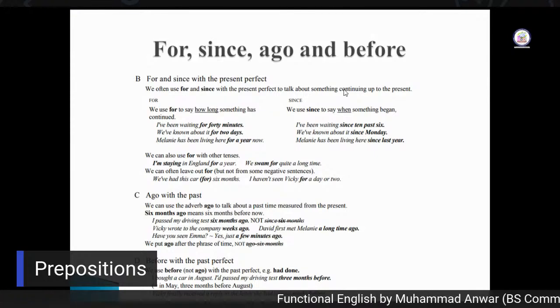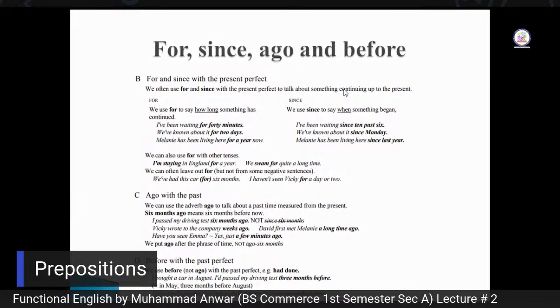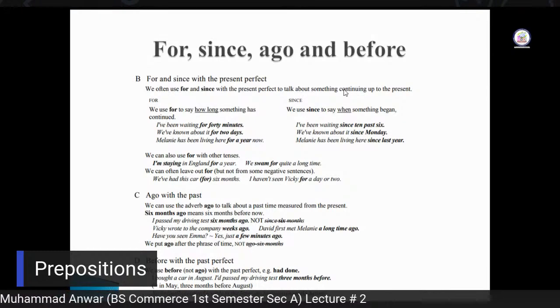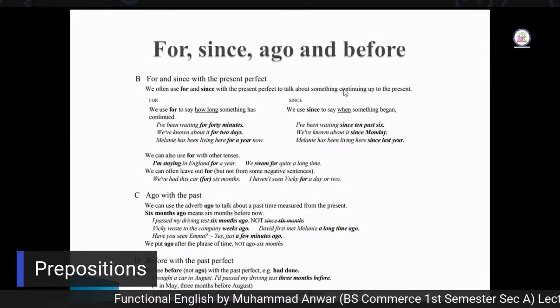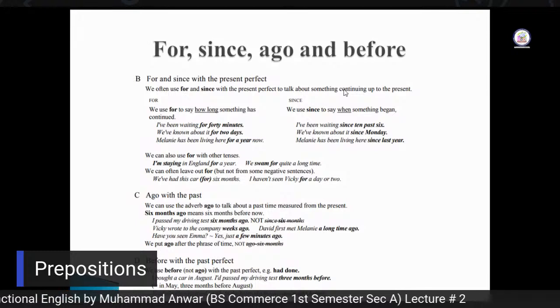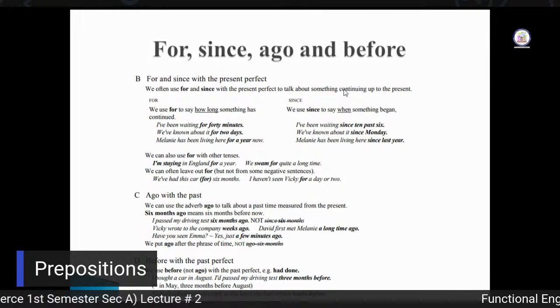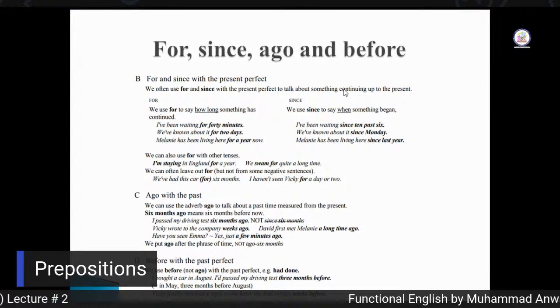But when we talk about duration, जब हम उस दौरानिए की बात करेंगे कितना अर्सा गुजर गया, then we use for. He has been learning English for 3 months. She has been working here at this factory for 3 years, 4 years. So since and for, very very important. For duration, and since for the beginning time when something begins.